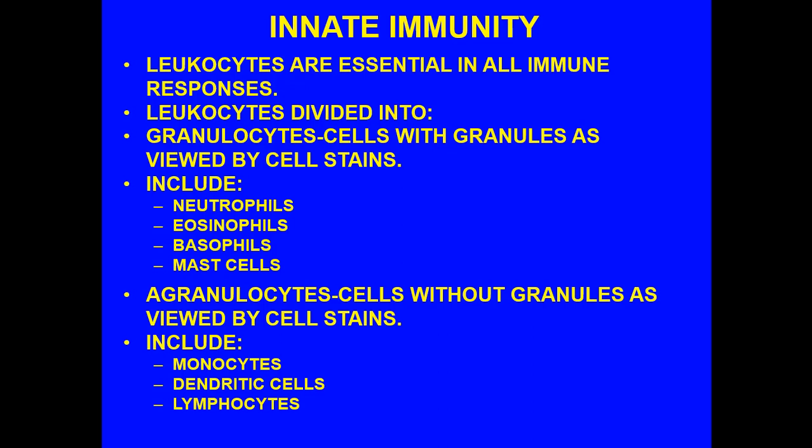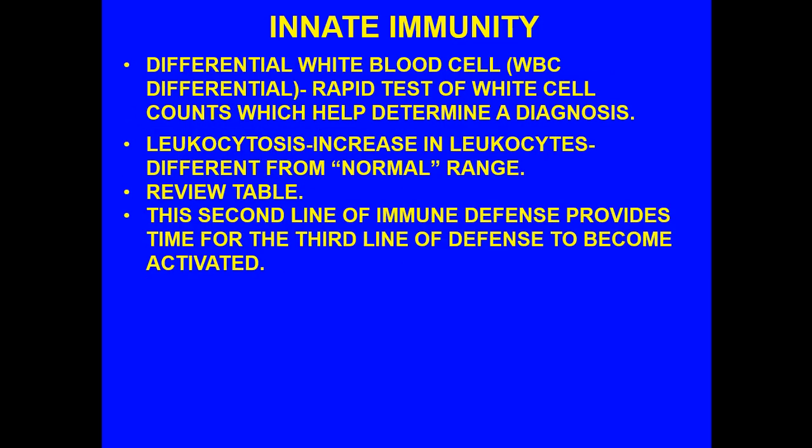Agranulocytes are cells without granules, as viewed by cell stains, and these include the monocytes, dendritic cells, and the lymphocytes. This is where we get into using a very sharp technique called differential white blood cell count. It's also called the WBC differential. It's a really straightforward test to make a determination if someone has, let's say, a bacterial infection, parasitic infection, etc. You basically look at a smear and count the different types of white blood cells present. That can help you to determine the diagnosis.